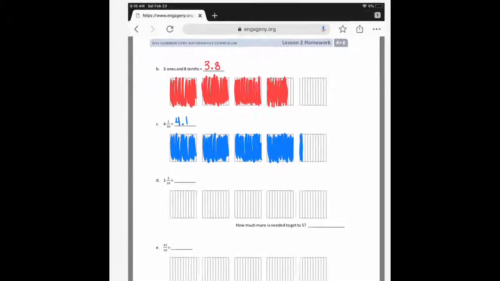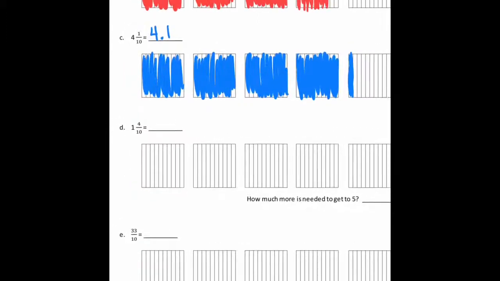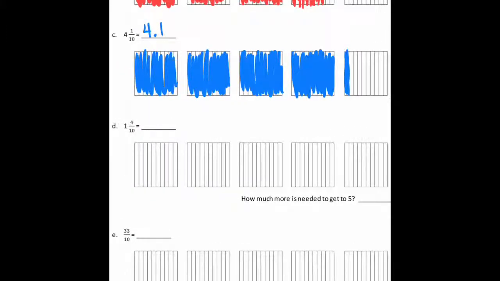Okay, part D is 1 and 4 tenths, so I'm only going to color in 1 whole square. Actually, it's going to be 1.4 as a decimal. And I'm going to color in 1, and then 4 tenths of the next one. 1, 2, 3, 4.